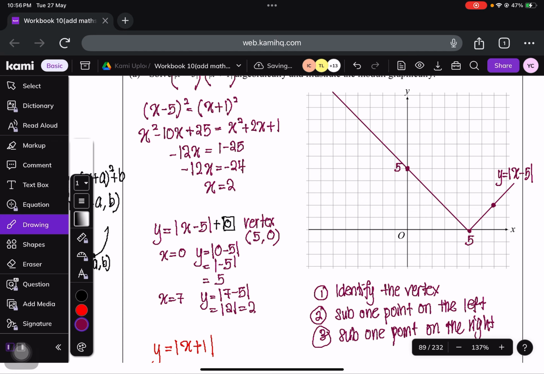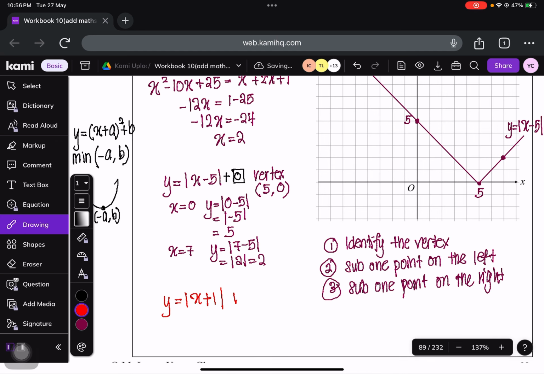Okay. Now let's do the red one now. So same idea. What's the vertex here? The first thing we do. What's the vertex here? There's no number at the back. So x plus 1, you will get what? You get negative 1, comma 0. Why negative 1, comma 0? Because there's no number at the back of the modulus there. Alright, so that's the first thing. So where is negative 1, 0? Negative 1, 0 is here.